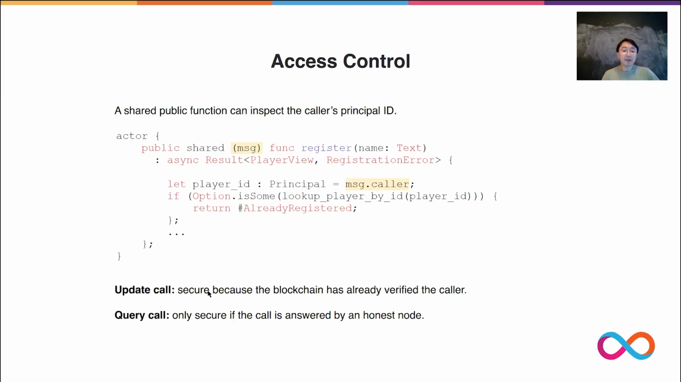An update call can get this security because the blockchain has already verified the caller. In the case of a user making this call, the user would have already signed this message at the front end and sent it to the back end. When the blockchain receives the user message, it would have already verified the signature is correct. Then we can trust this caller field to be secure. But if it's a query call, then the malicious node can basically manufacture any signature it wants, right? It doesn't even have to manufacture the signature. It can just execute your canister and run it with a different caller. So a query call is only secure if the call is answered by an honest node. Again, that's an important point. We have to remember, if we want security, we had better either use an update call or use certified data.